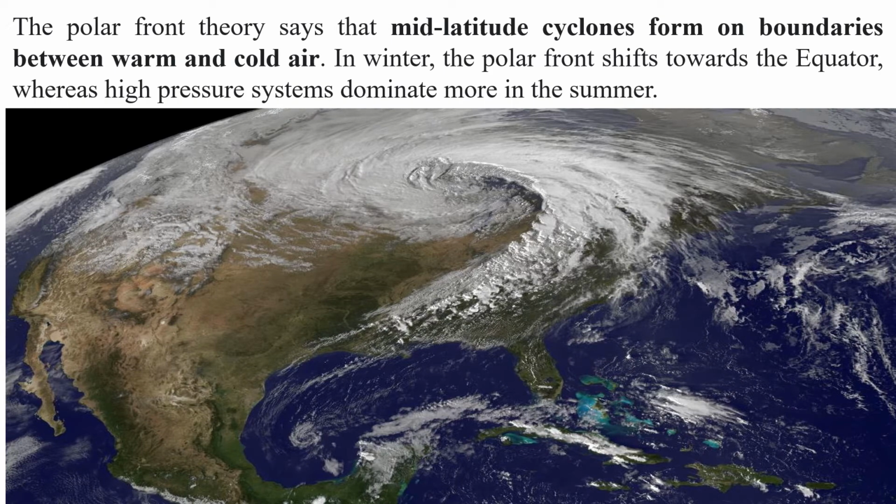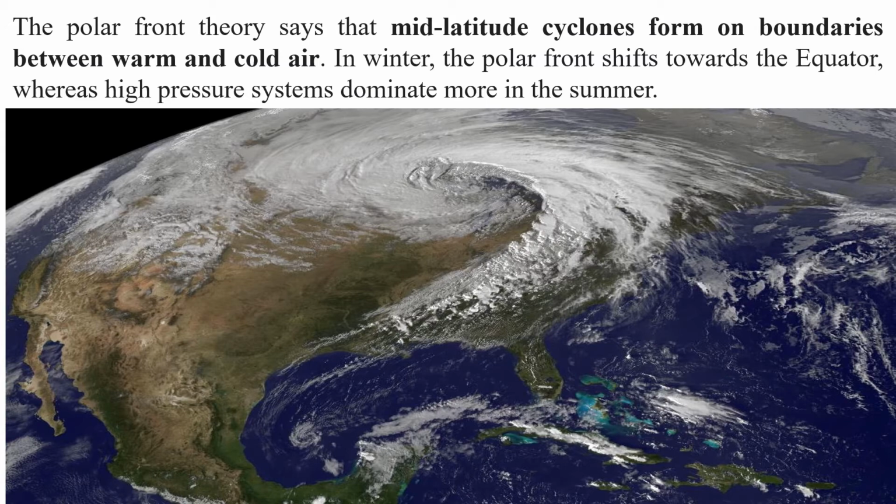So the polar front theory: the mid-latitude cyclone forms on a boundary between warm and cold air. The polar front shifts towards the equator as the high pressure system dominates more in the summer. So this is how polar front theory explains how the mid-latitude cyclone forms over the inland United States.